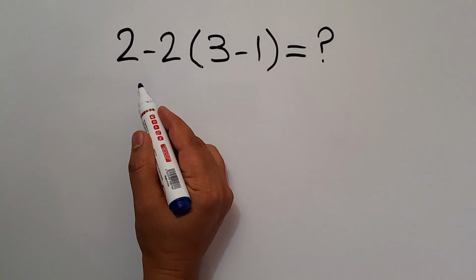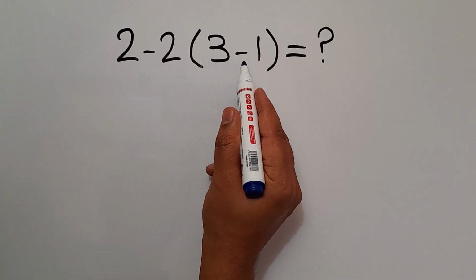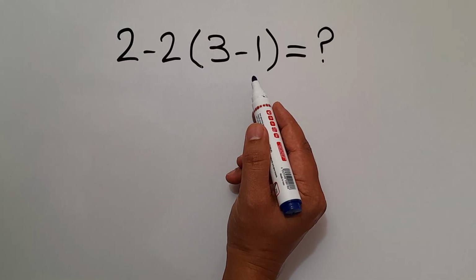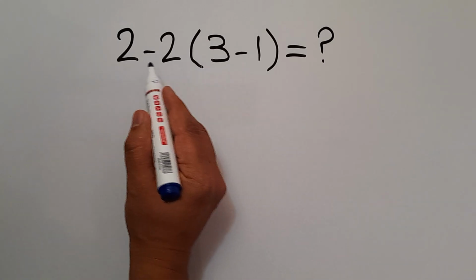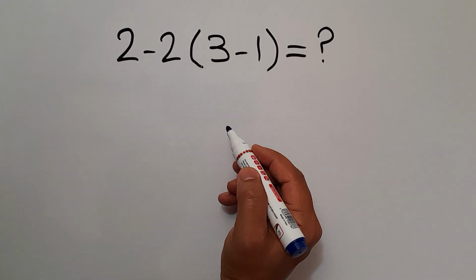In this video, we want to find the value of this expression: 2 minus 2 times 3 minus 1. Are you ready to solve? Let's go ahead and get started. In this expression, we have one subtraction, one multiplication, and one parenthesis.